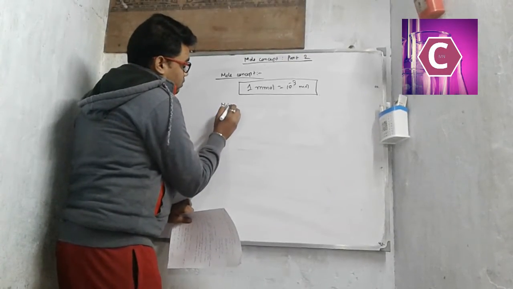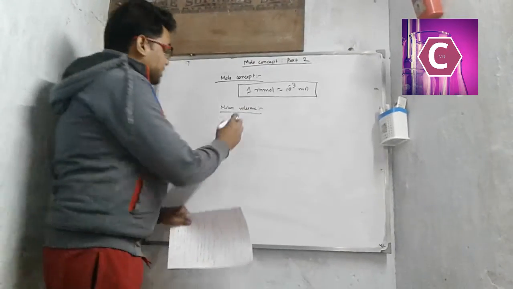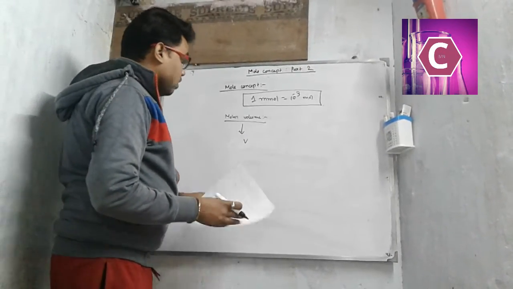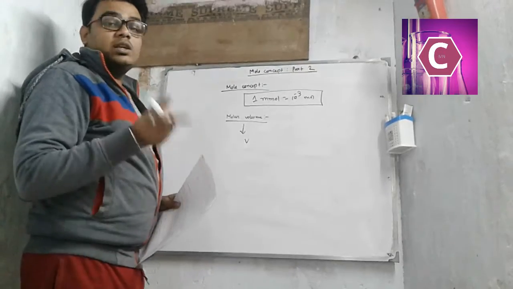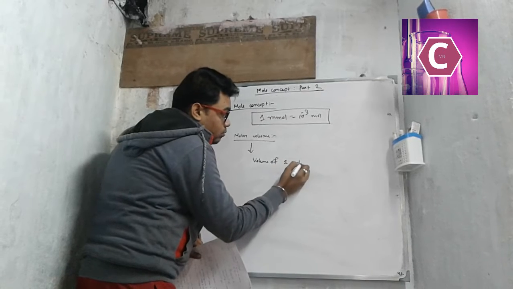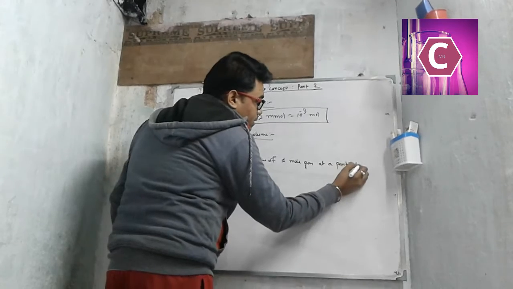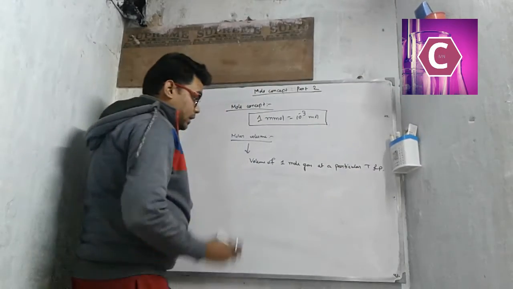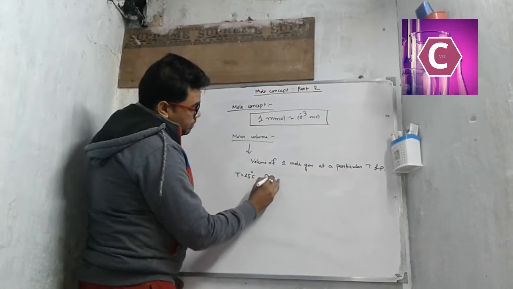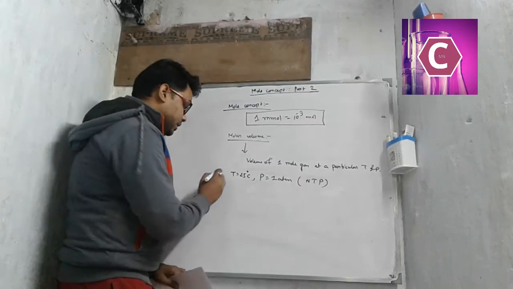Now come to molar volume. What is molar volume? This is the volume of 1 mole of gas at a particular temperature T and pressure P. Now, if we fix the temperature at 25 degrees centigrade and pressure at 1 atmosphere, this condition is called normal temperature and pressure, NTP.